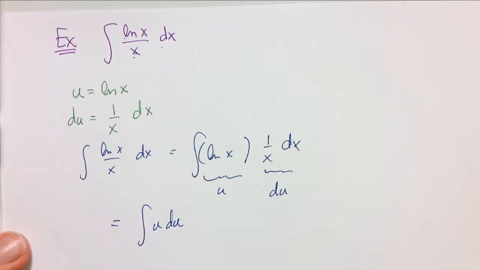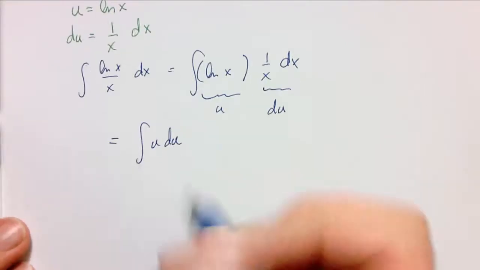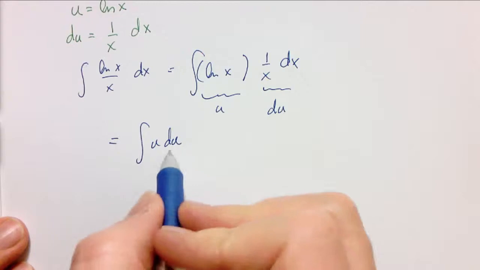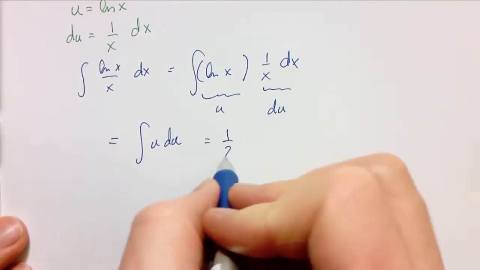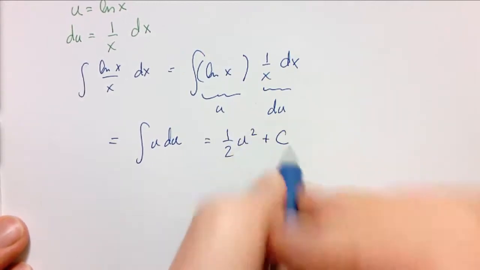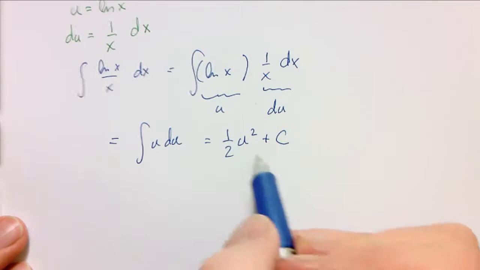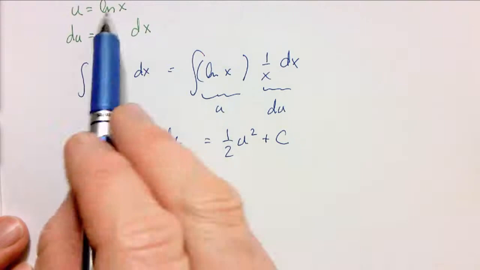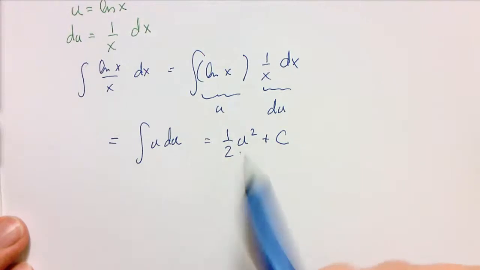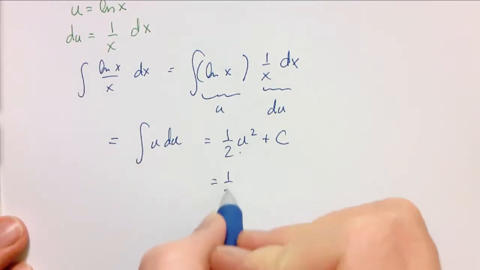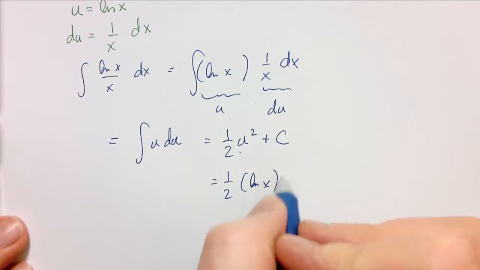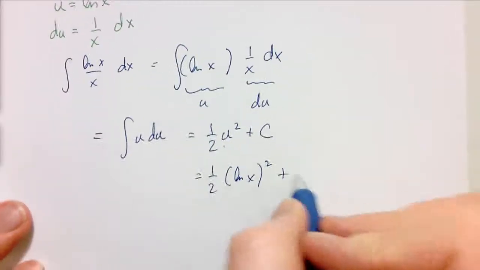Now the idea is that I should have something simpler to find the antiderivative of: 1/2 u squared plus c. And at the end here, what I need to do is put back my x's. I know u is natural log x, so I'm going to write that here. I get 1/2 natural log x squared plus c.